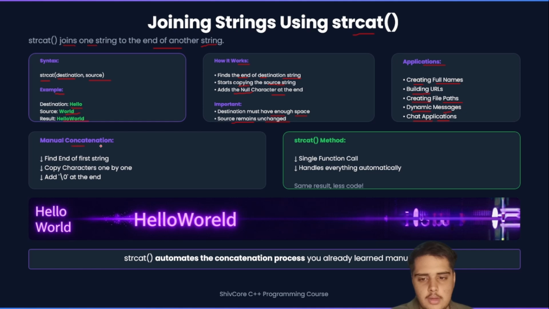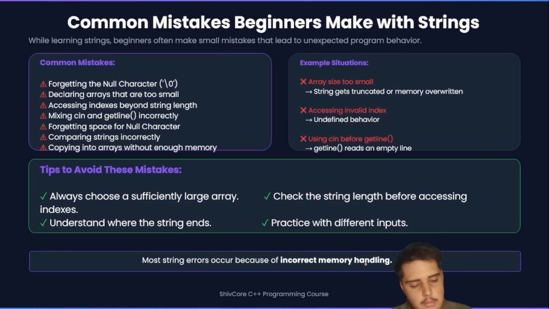So the manual concatenation method is: find the end of the first string, copy characters one by one, and add null at the end. The strcat method is simply a single function call that handles everything automatically, with the same result and less code. So strcat automates the concatenation process that you already learned manually, as I explained.